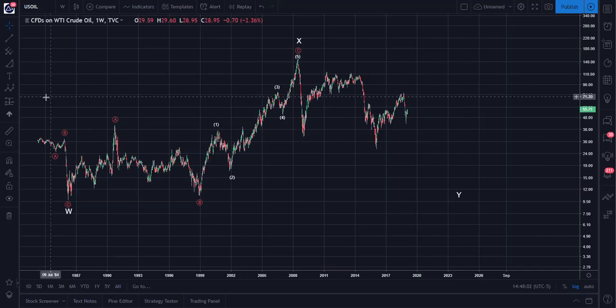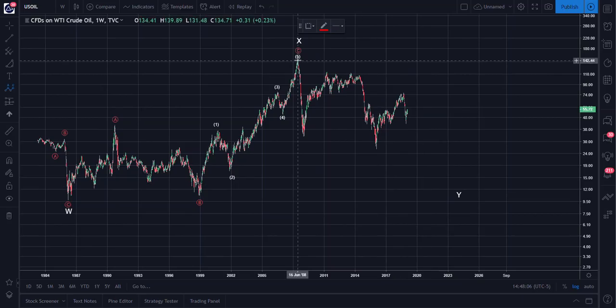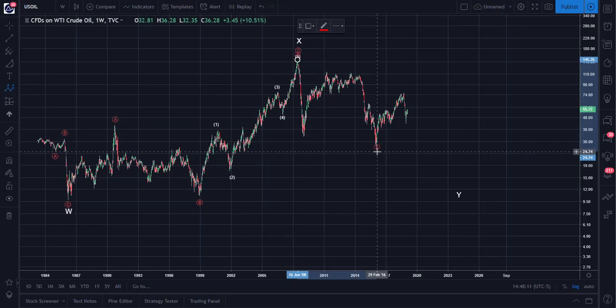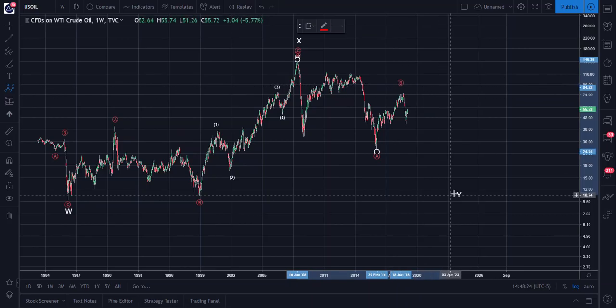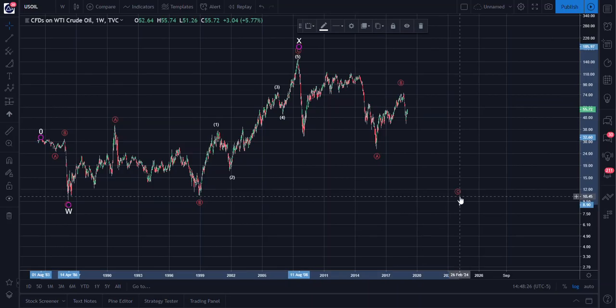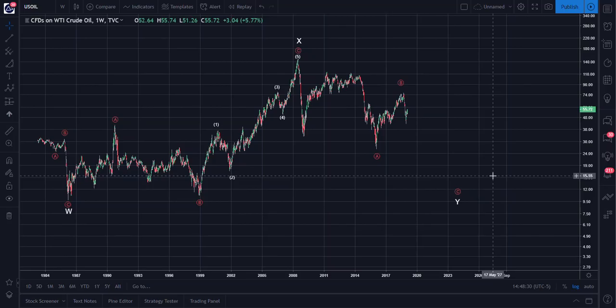But I think for now, simplest would be the best way to keep this. If I say this was a 1, 2, 3 A, and we got a 1, 2, 3 B, but is the B finished here, or do we have one more higher high to go? Well, I think it's finished. And then we have a C wave decline. That will bring gasoline back maybe to under $1 if this actually happens.